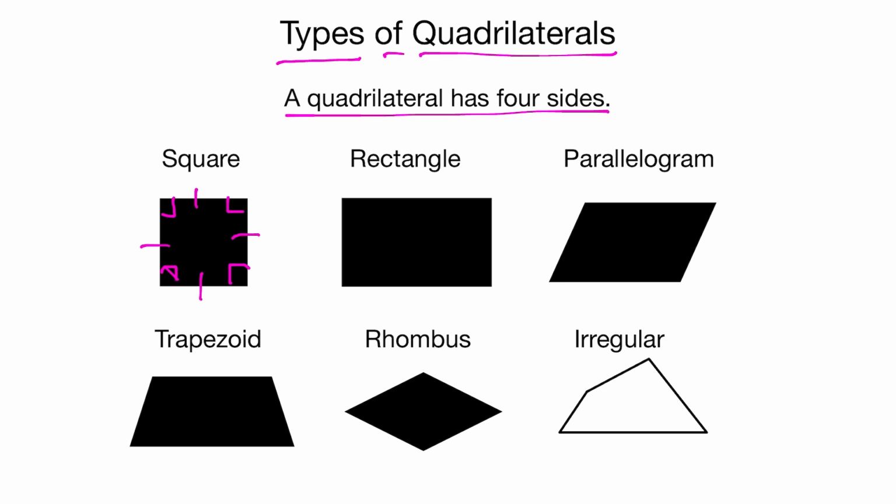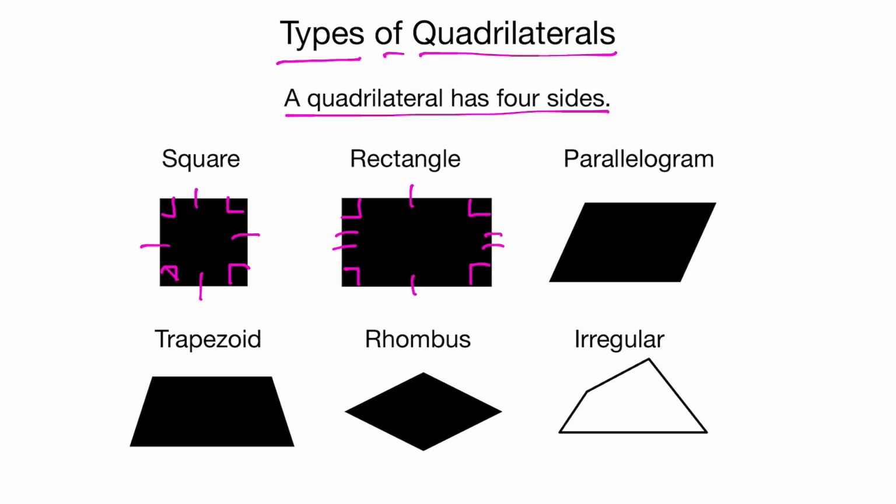Okay, a rectangle. A rectangle has two sets of congruent sides, meaning the opposite sides are equal to each other. So those two are equal to each other, and this side, the left and the right side, are equal to each other. And a rectangle has four 90-degree corners. So 90 degrees in the corners, opposite sides are equal to each other.